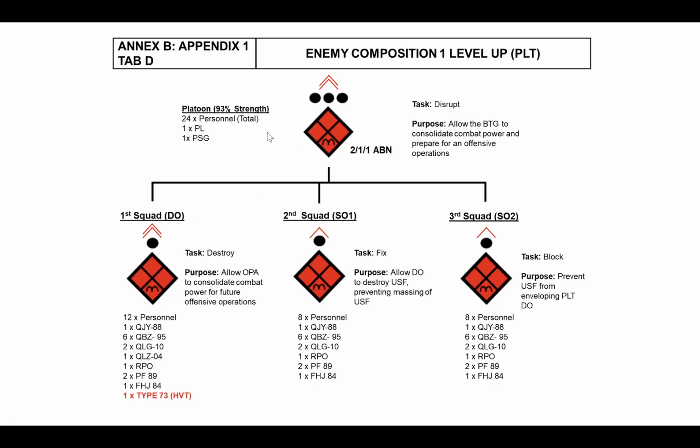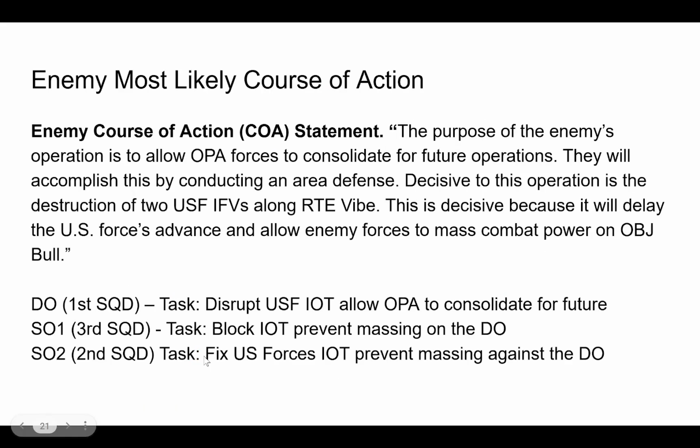This is their composition. So hey, we're going against this platoon. This is what we believe their squads are going to consist of. And it lists out their weapon systems, their task and their purpose of each squad here, and then of the overall platoon. And the PAX count. This is a high value target, which is why it's highlighted in red, a type 73. So if they have a critical weapon system that's going to screw us up, or we have to put extra emphasis on, highlighted in red, high value target, boom.